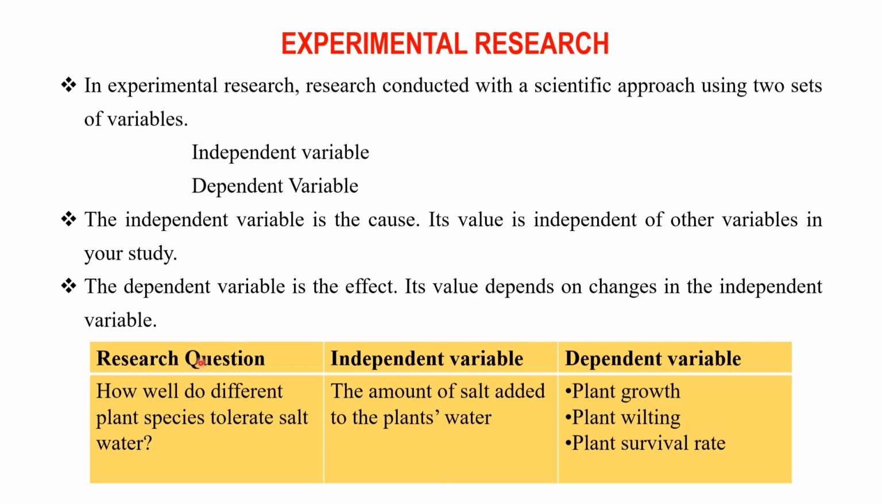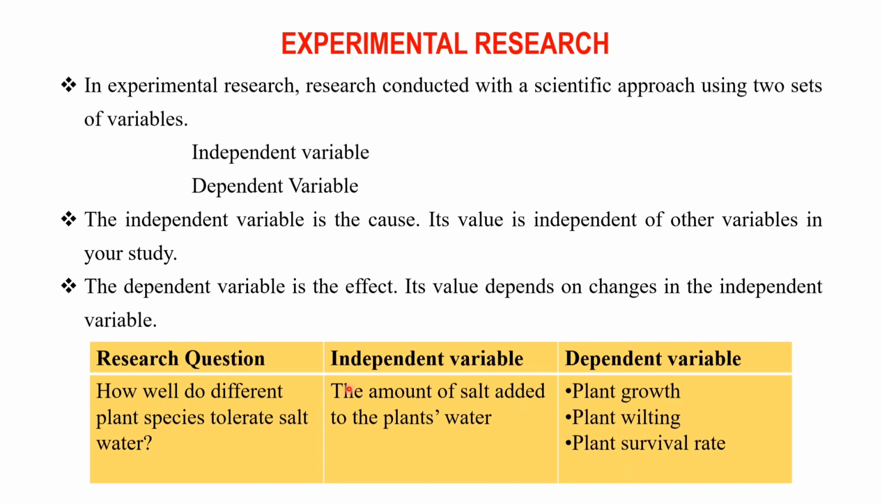For example, our research question is how plant species tolerate salt water. Here you can see the independent variable: the concentration of salt in the plants' water, how much salt is there. This independent variable's value has an effect on the dependent variable: plant growth, plant wilting, and plant survival rate.